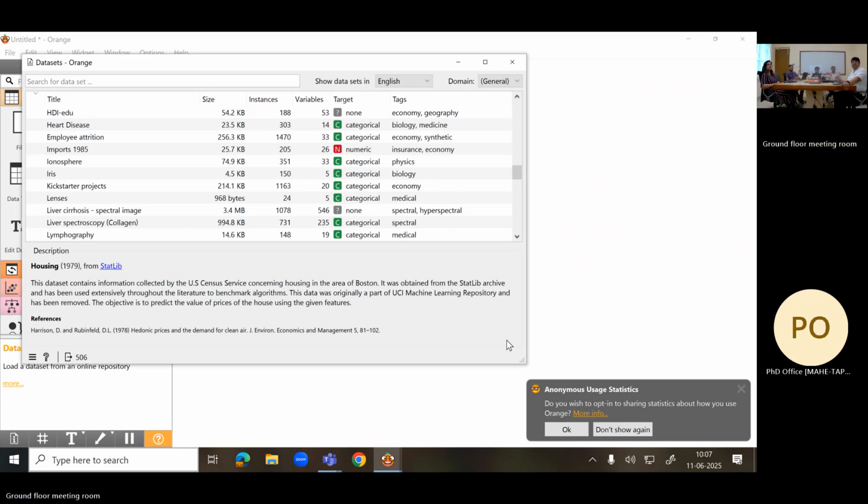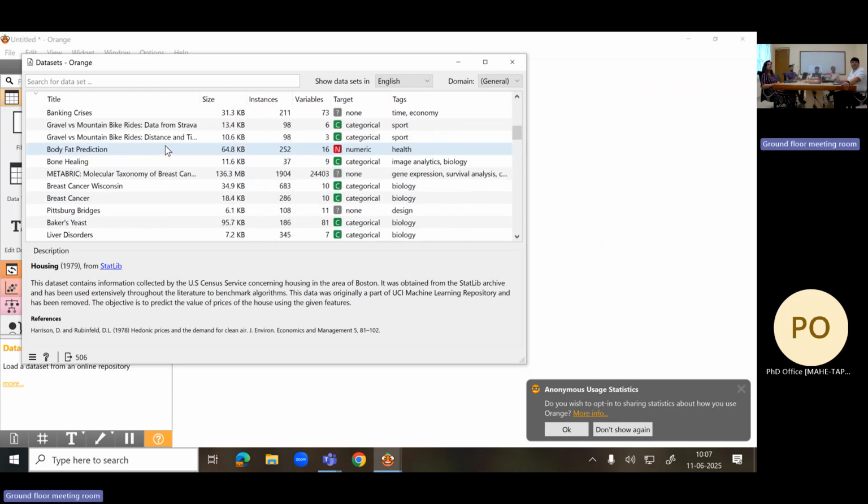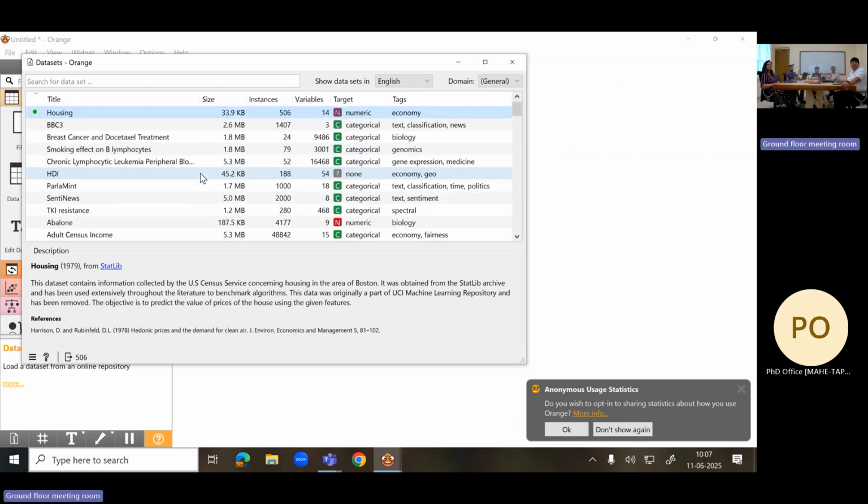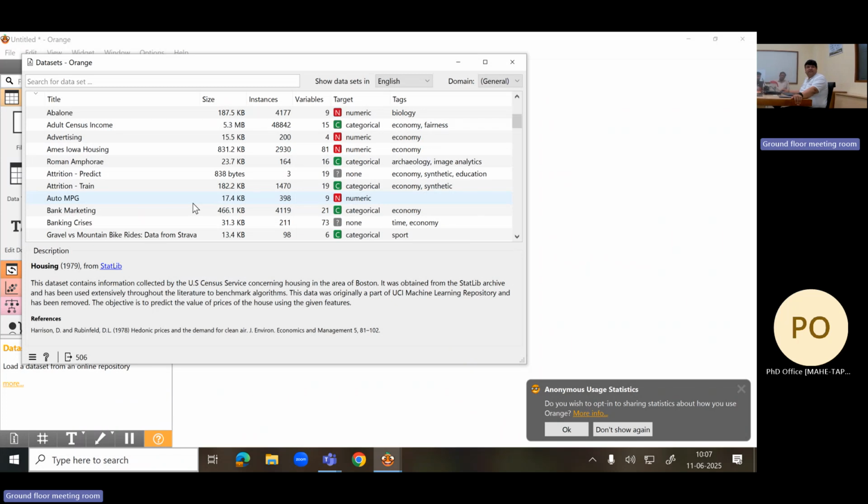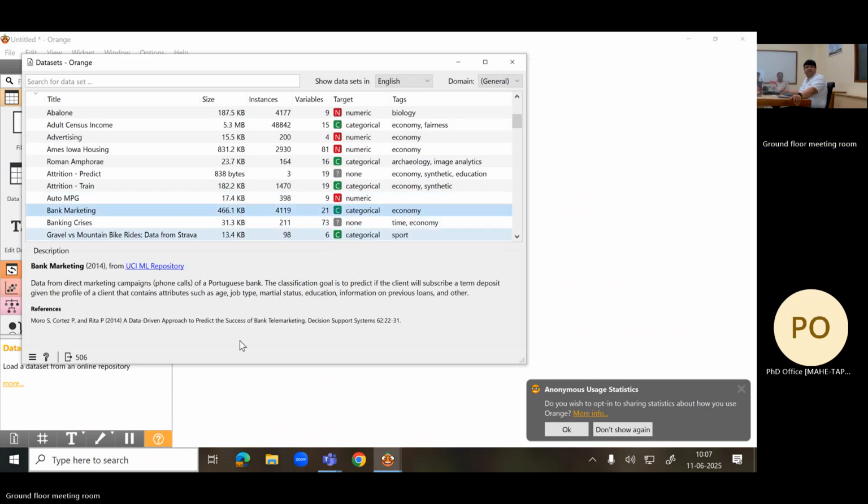Let me. Okay, I think then we will stick to this. The bank marketing is there. I think that might work, because it's a real case. And also there is a reference paper to that. So this is the data set, bank marketing.